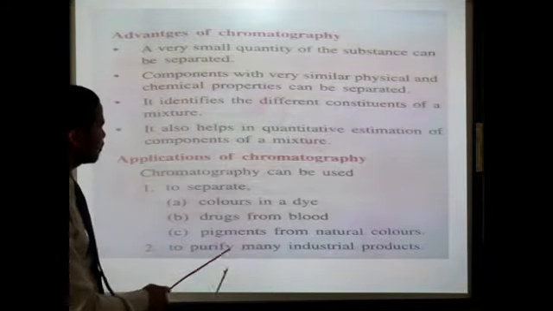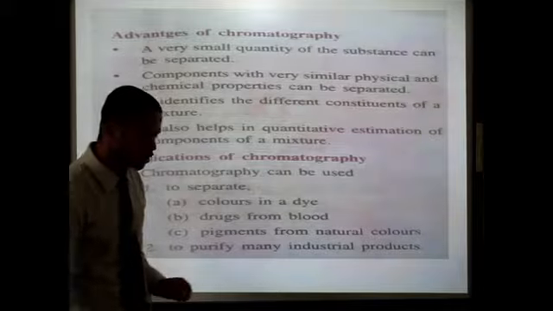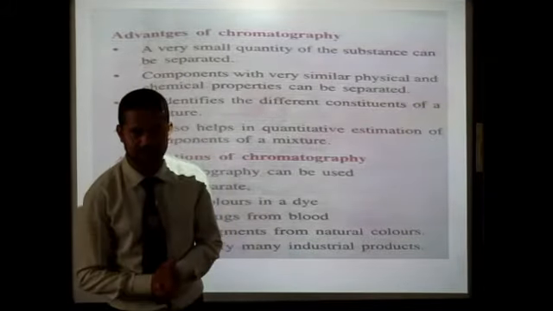Number 2, to purify many industrial products. To purify many industrial products also chromatography is used.